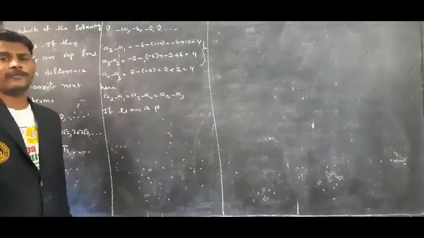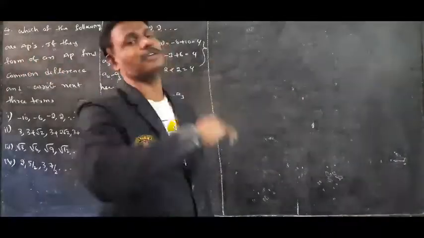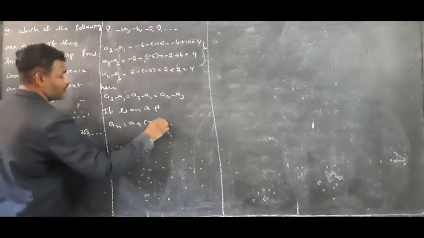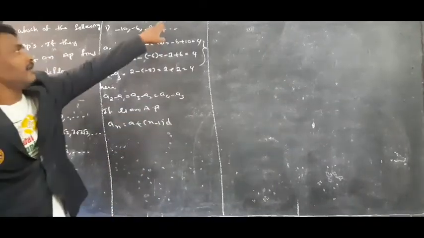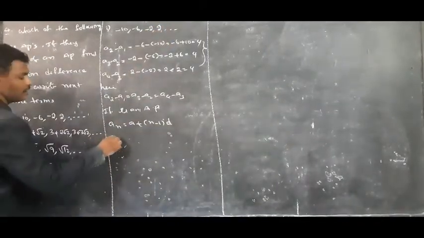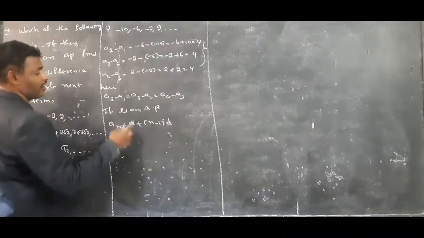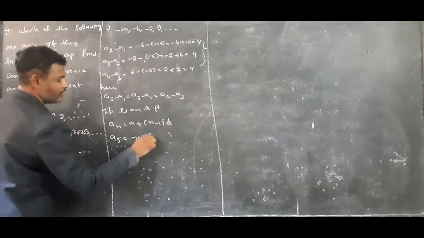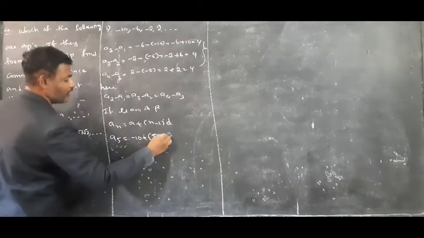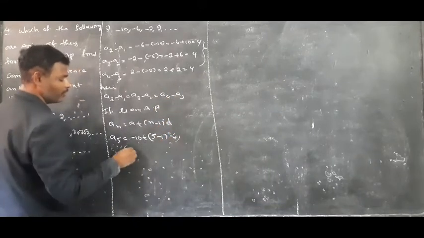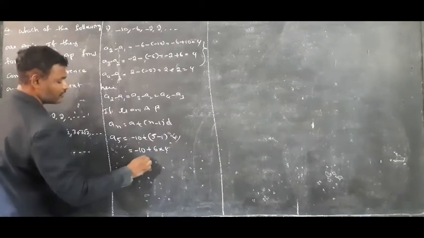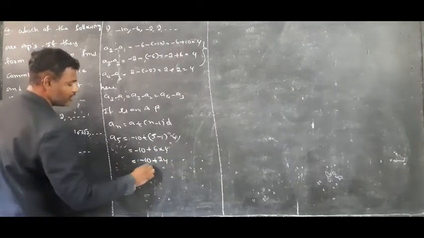To find any term of an AP, first you have to know the nth term of the AP. What is the nth term? An is equal to A plus n minus 1 into D. Now I need the 5th term. A5 is equal to A plus 5 minus 1 into D. What about A? A is nothing but the first term of the given series, that is minus 10. And D is 4. So it is minus 10 plus 4 into 4, which is minus 10 plus 16 is equal to 6. So the 5th term is 6.